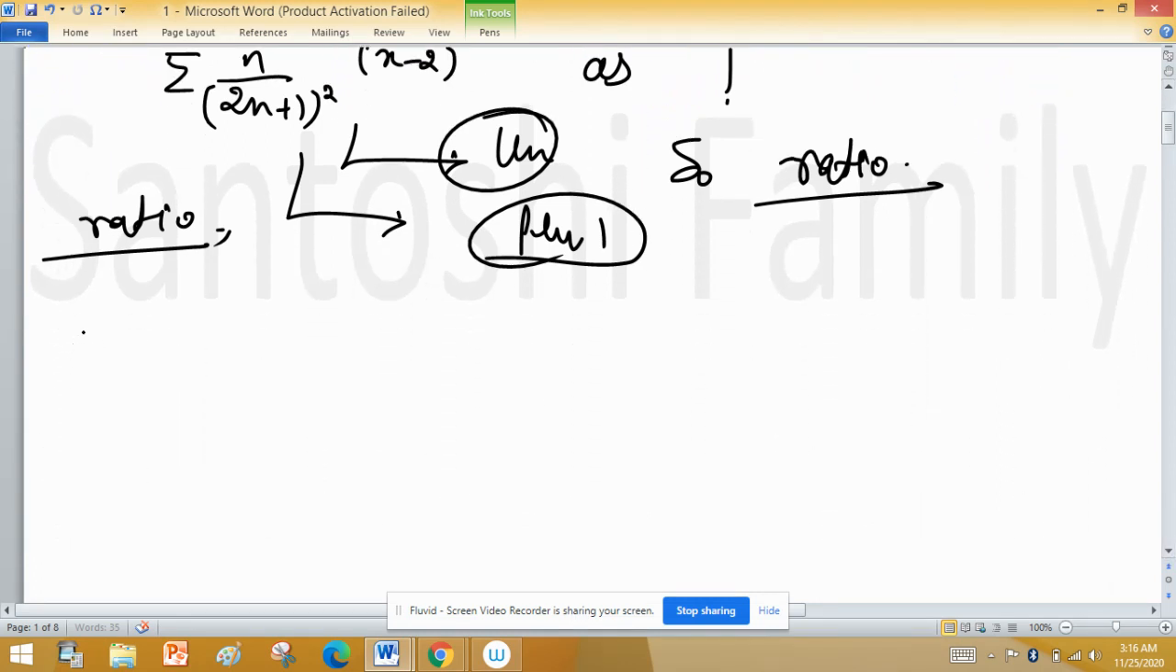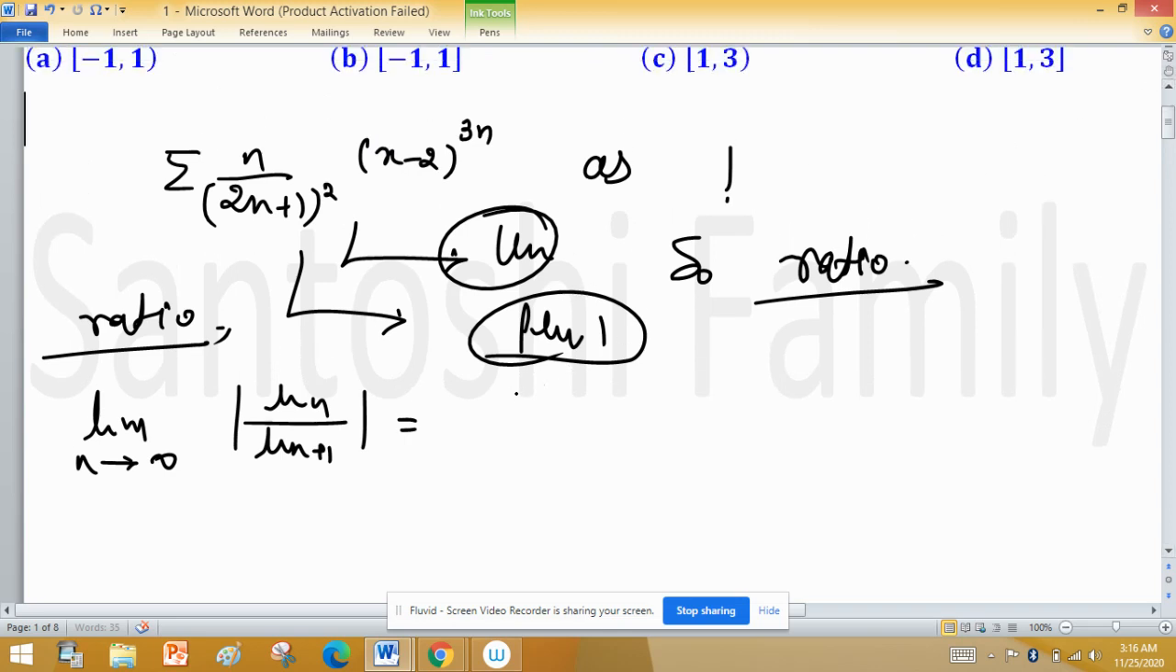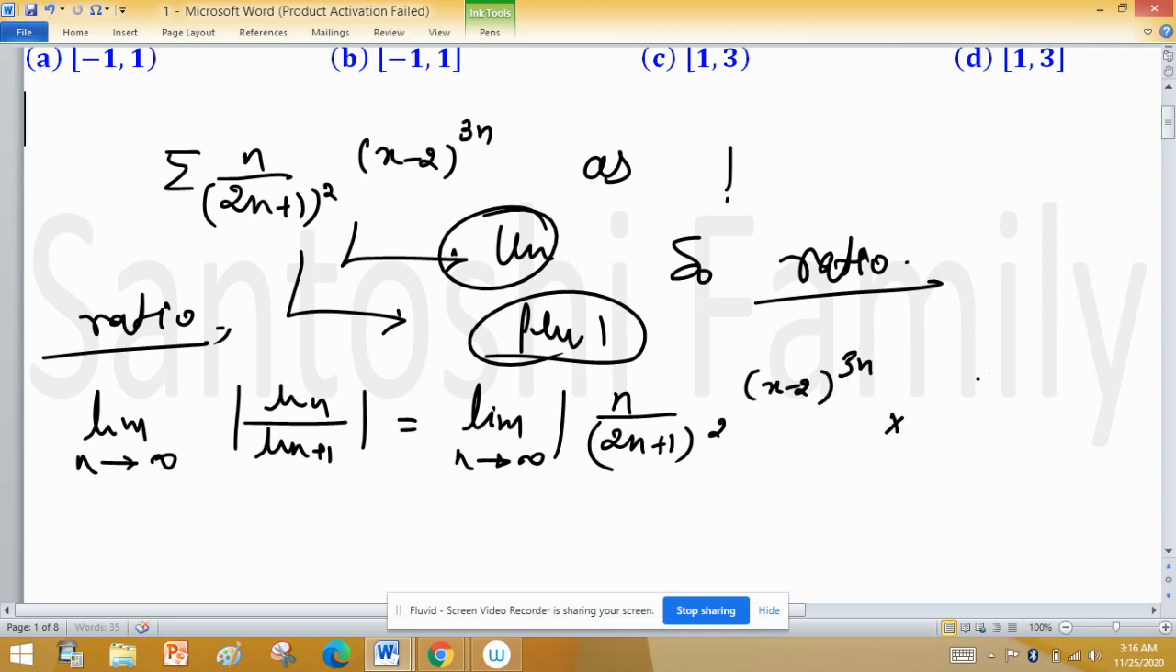So apply the ratio test: limit n tends to infinity, mod of un divided by un plus 1 will be limit n tends to infinity, mod of n upon (2n plus 1) whole square, (x minus 2) raised to the power 3n, into (2n plus 3) square divided by (n plus 1).